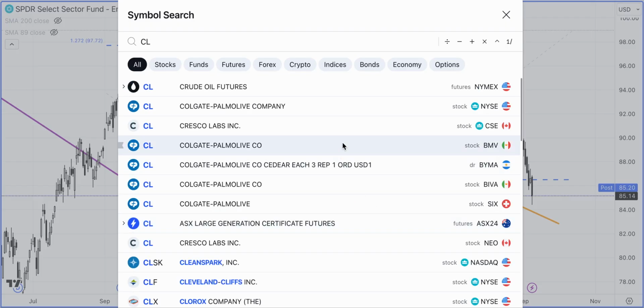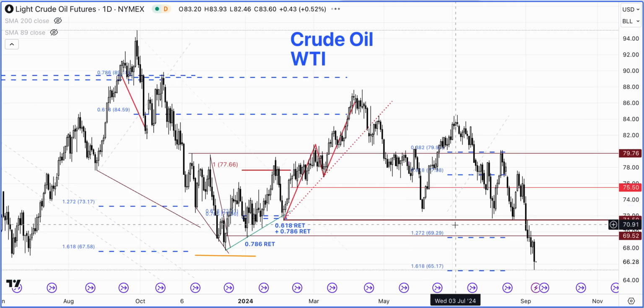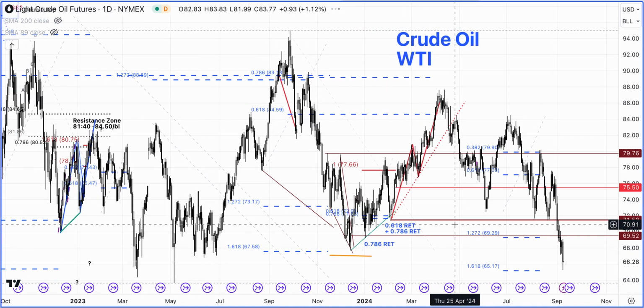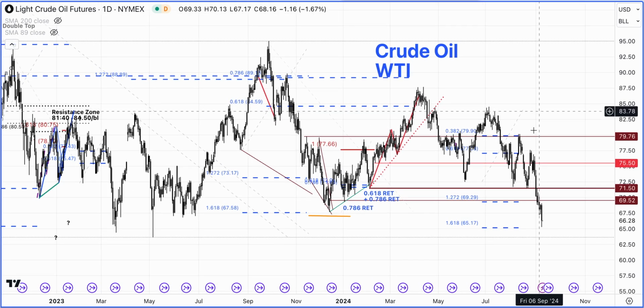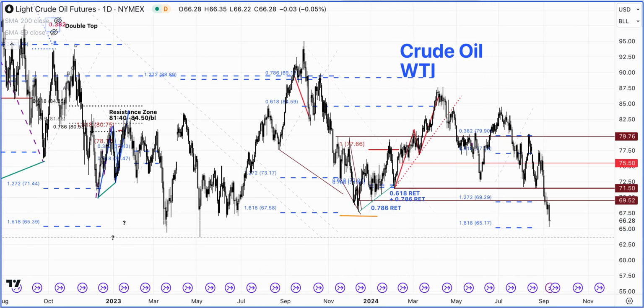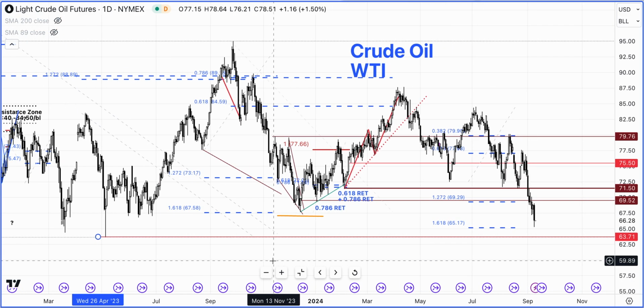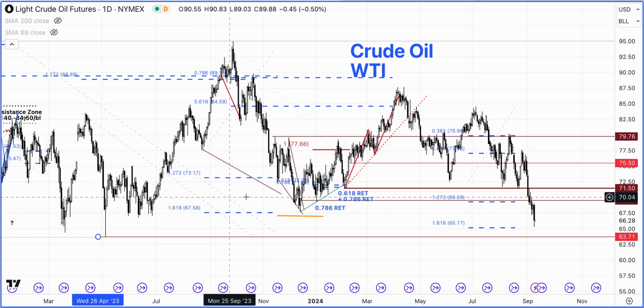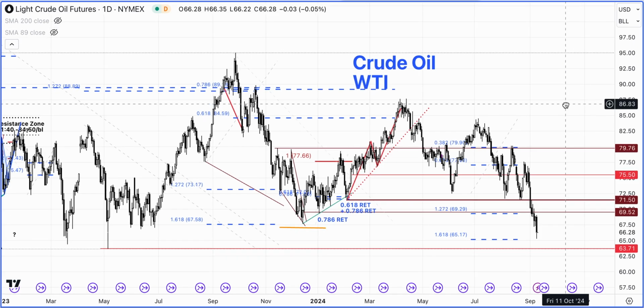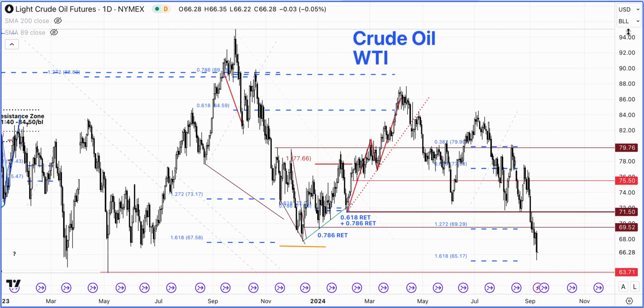And if we take a look at crude oil, the crude oil has gone and formed new lows, and I believe the chances are that it's going to touch the 63 area, which were the lows from 4th of May 2023. So, a lower crude oil means two things.